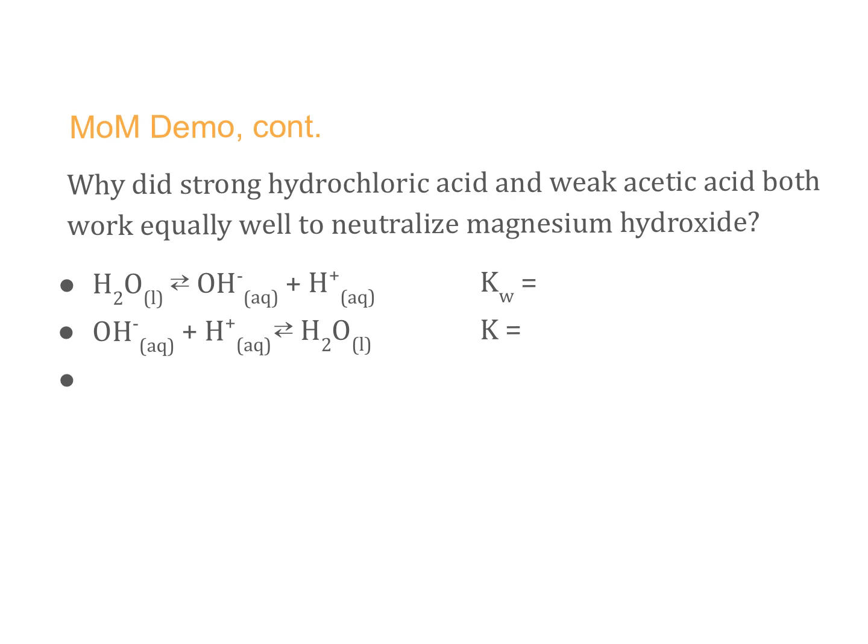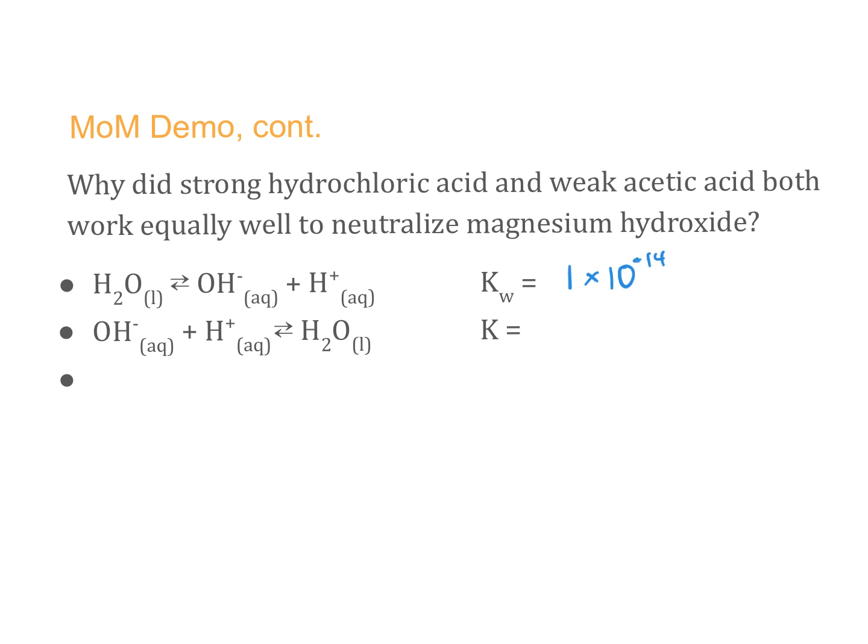Although the speed of neutralization is different, the amount of acid needed to do the neutralization is exactly the same. So the strong hydrochloric acid and weak acetic acid both worked equally well to neutralize magnesium hydroxide, and we're going to explore why. So we already know that for the autoionization of water, the process of water ionizing into hydroxide and hydronium, the equilibrium constant for that, which is given the special name Kw, is 1 times 10 to the negative 14th.